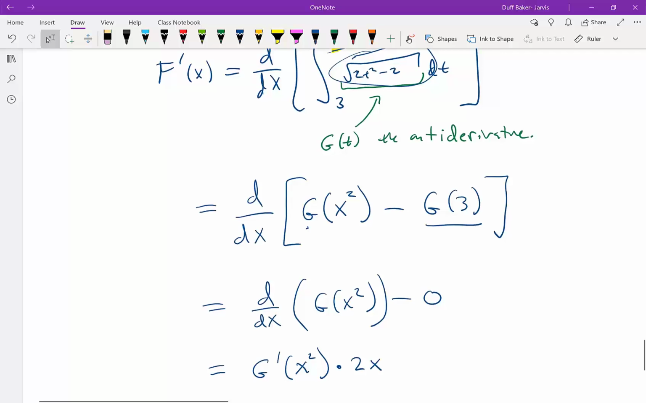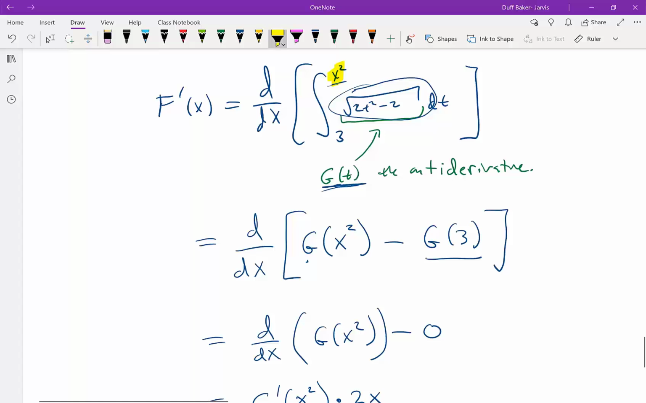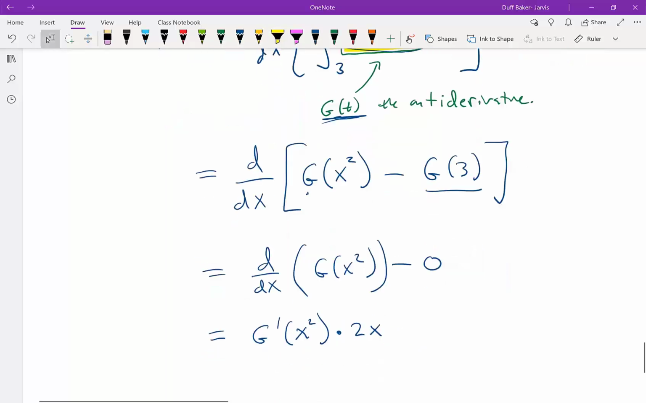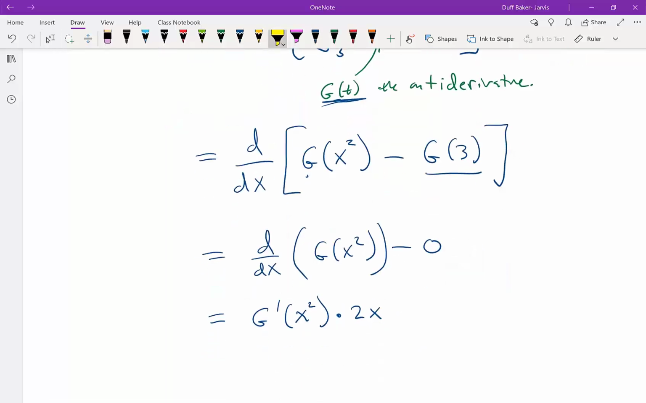Now, if g is the antiderivative of this inside bit, then what's the derivative of the antiderivative? That just means it's just the square root of 2t squared minus 2. So g prime, so like g prime of just x would be 2x squared minus 2.